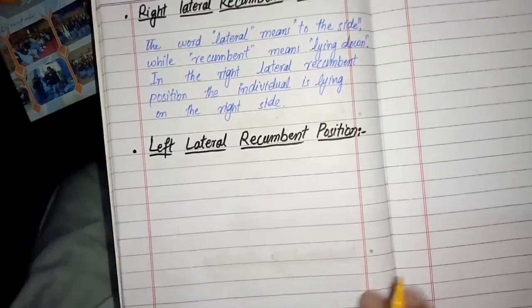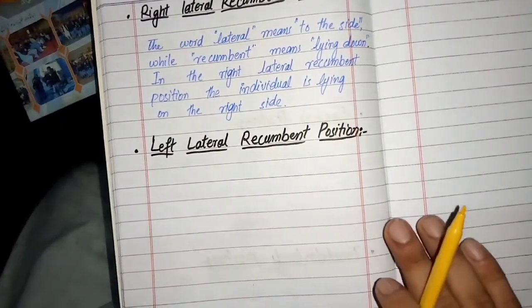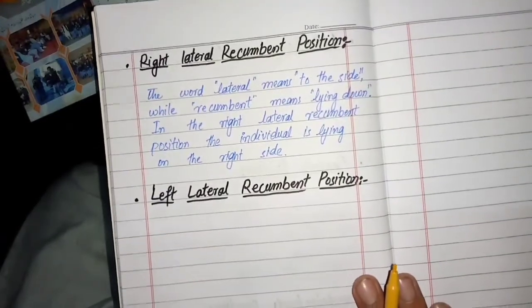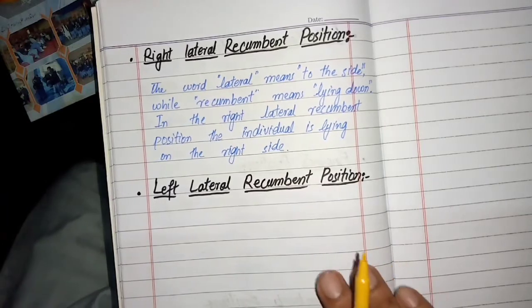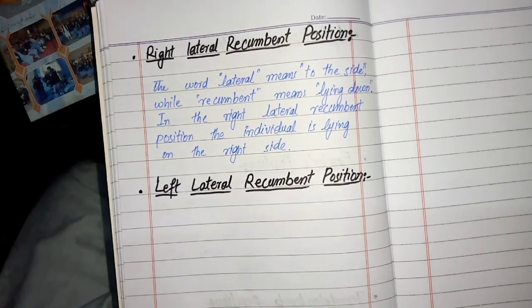So this was all about the basic positions in anatomy. In the next video we will discuss the relations of our body to each and every organ.